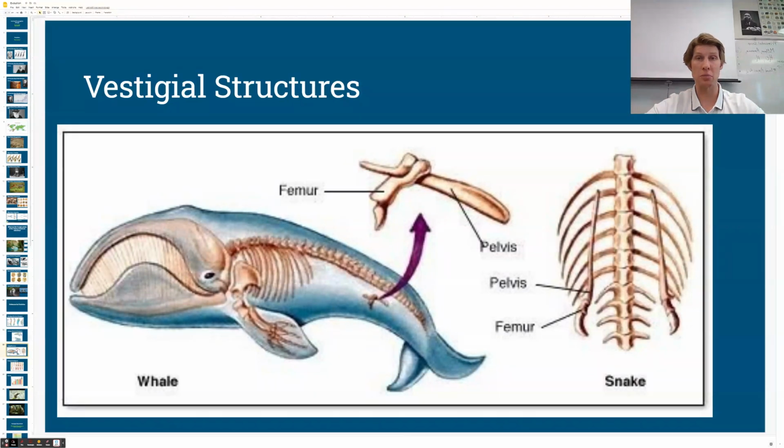Like in humans, it's wisdom teeth. They actually call these python spurs. These are pythons. And so humans have wisdom teeth, appendix, tailbone, that kind of stuff. Those are all vestigial structures. It's an evidence because, well, they used to have a function, now they don't, but they still have that structure. So it's an evidence for evolution.